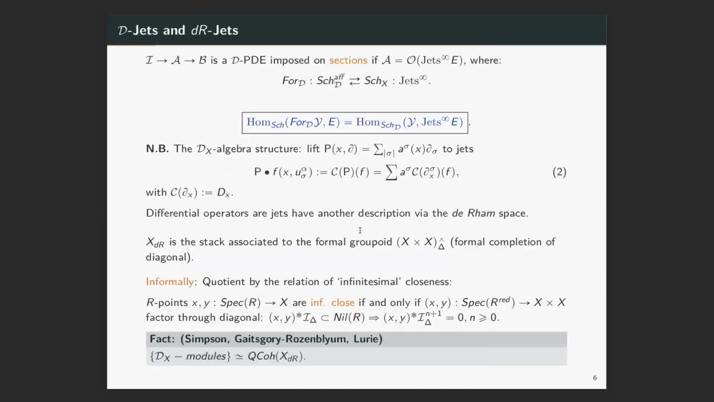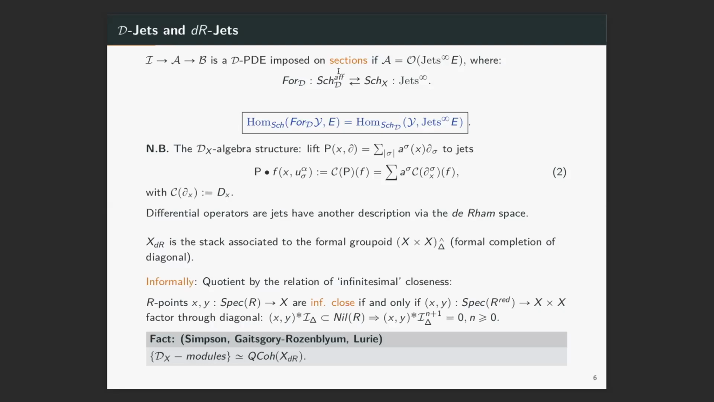Okay, so D jets and derived jets. We're going to talk about this really quickly and then go forward. So we take these D PDEs, and we're going to use the terminology imposed on sections of something. This will mean that basically A is coming from some jet construction. And the jet construction is a more general thing in the sense that it's a universal right adjoint functor at the level of schemes. If you pass to algebra objects, then it defines a left adjoint on the commutative algebras.